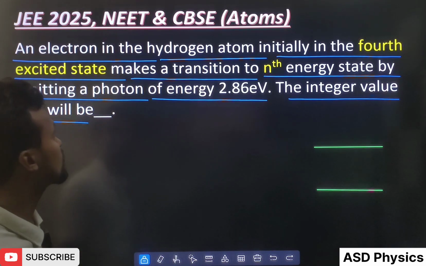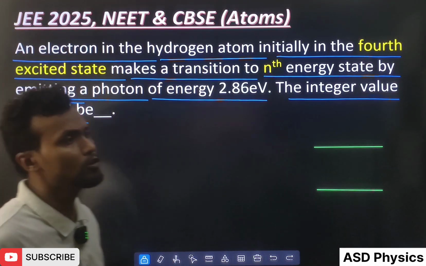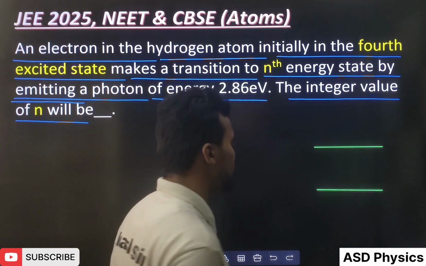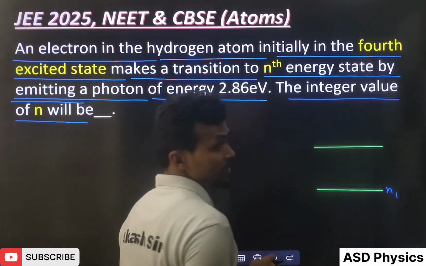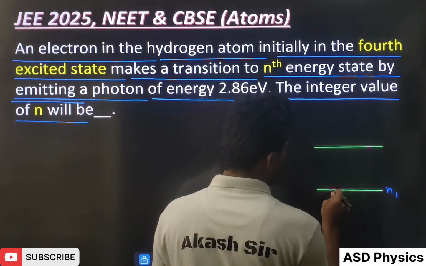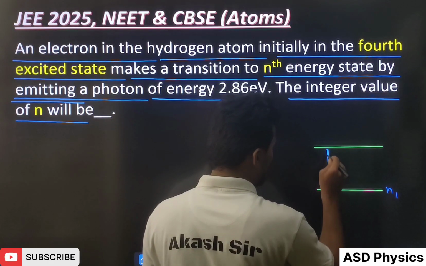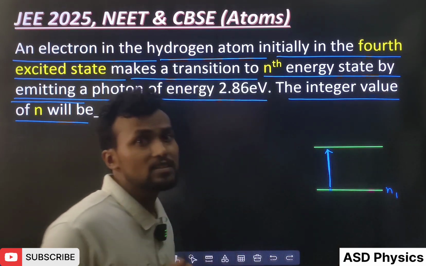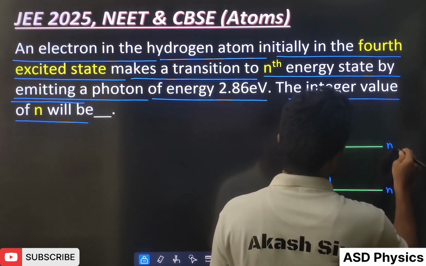So here the keyword is what? Emitting a photon. That means this is part of the emission spectrum. Normally, let's take for example, I have taken the initial level n1. One electron receives the energy in the form of a photon and goes to the higher energy level, that means n2.